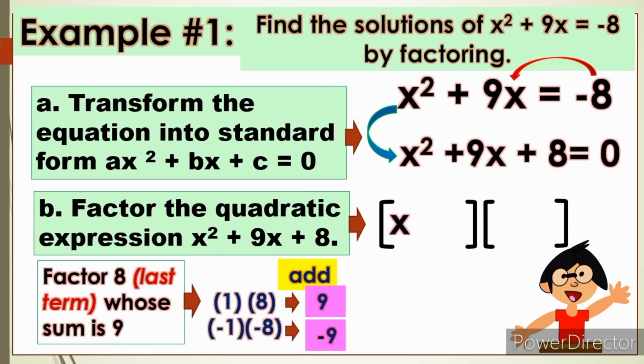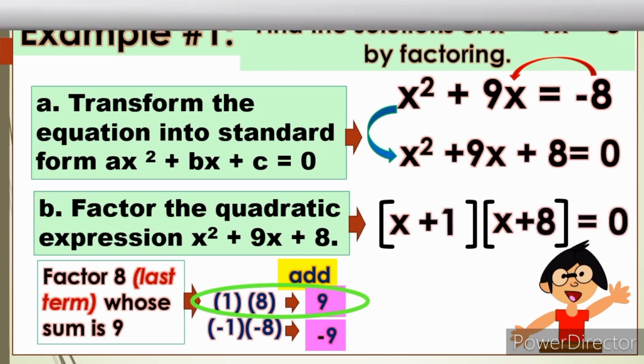Okay, first, we're going to factor x squared. To factor x squared, we have x times x. So, isusulat na natin doon sa first term ng binomial factor natin, x times x. And then, we're going to choose the factors of 8, which is 1 times 8, because the sum of 1 and 8 is 9, which is the middle term. So, we have now x plus 1 times x plus 8 equal to 0.